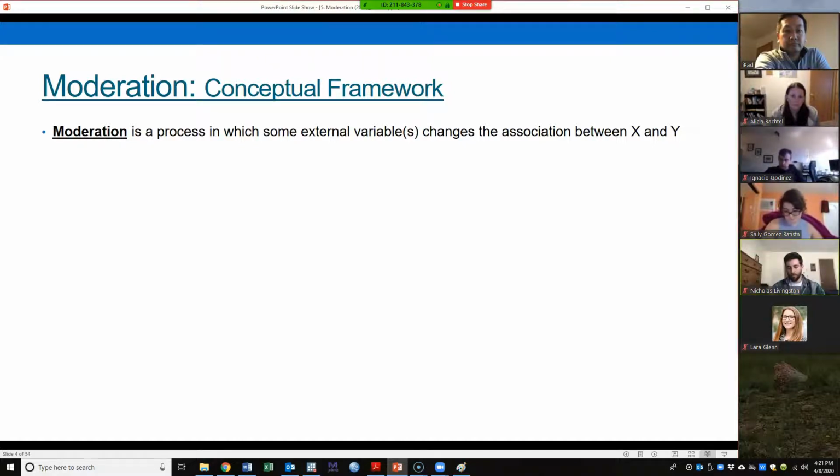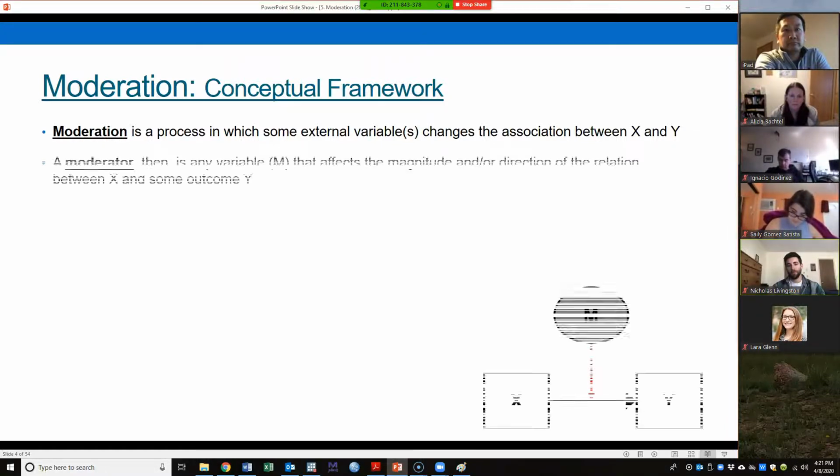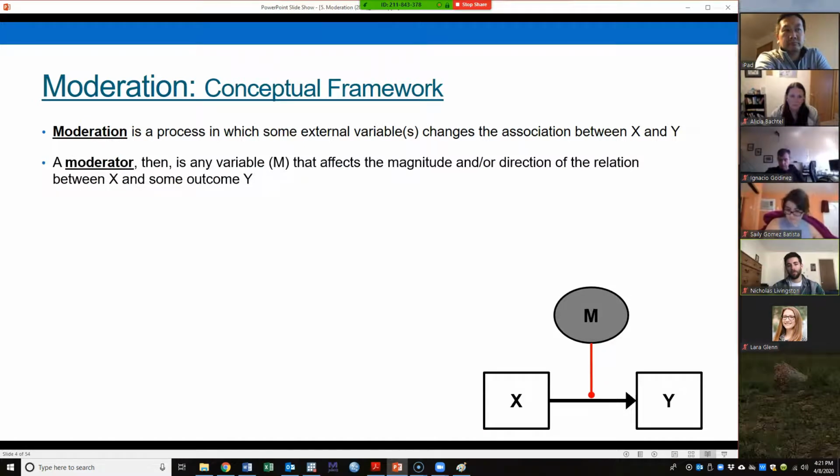And so if I'm trying to understand something about a phenomenon, thinking about under what conditions this association holds can be interesting in terms of theory, implications, practice, things along these lines, okay? So a moderator is any variable that impacts the magnitude or direction of the relation between some X and Y variable. Okay, this is typically what we're doing when we're trying to diagram this.